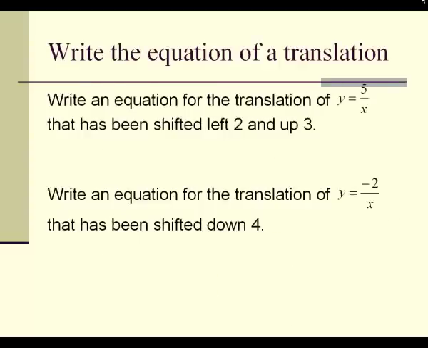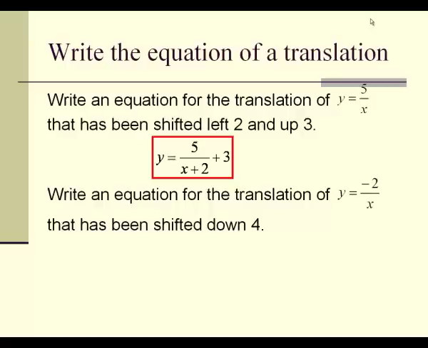Writing equations. Here we have the equation y equals 5 over x. We are trying to take that equation and shift it left 2 and up 3. Think about how that would affect the equation of the graph. The left 2 is going to put a plus 2 on the bottom of the fraction with x. The up 3 is going to put a plus 3 on the end of the fraction. So y equals 5 over x plus 2, and then plus 3 on the end.